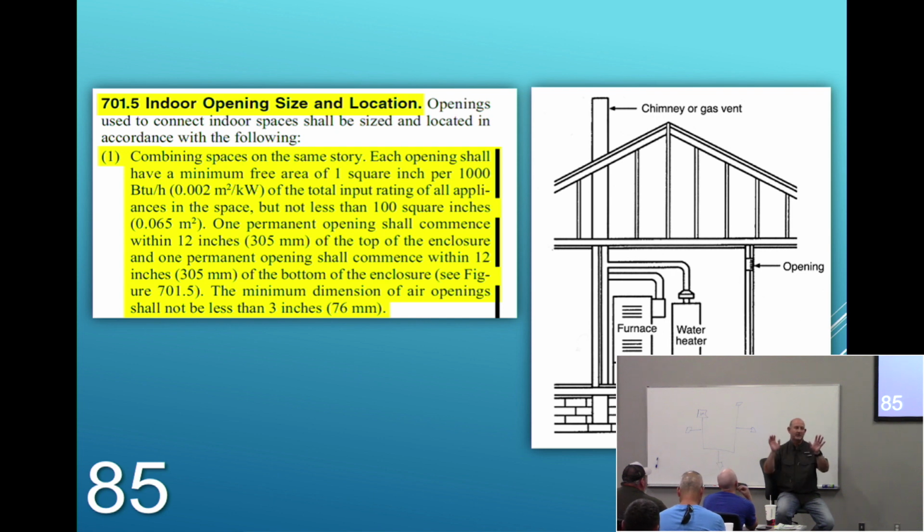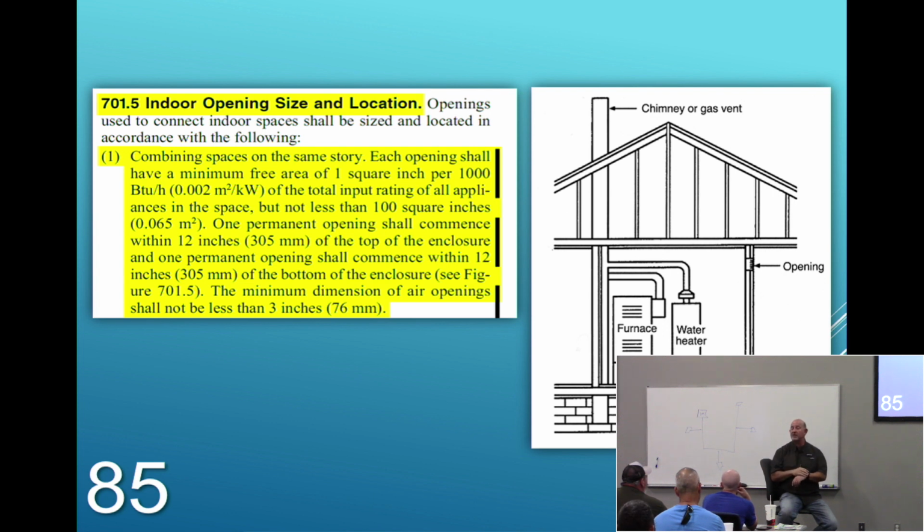They just said, hey, each opening has to be this big. Now they're saying, hey, if you're combining on the same story, otherwise if you're combining on additional stories, you got a different rule. It says, each opening shall have an area less than 1 square inch per 1,000 BTUs of the total input rating of appliances in the enclosure. So I'm just going to reach into thin air and make up a number, 50,000 BTUs. I just made that up. Do you agree the code just said, hey, I need 1 square inch for every 1,000? Do you agree I've got 50,000, so I need 50 square inches of area?